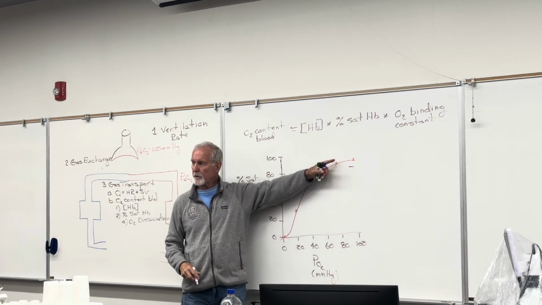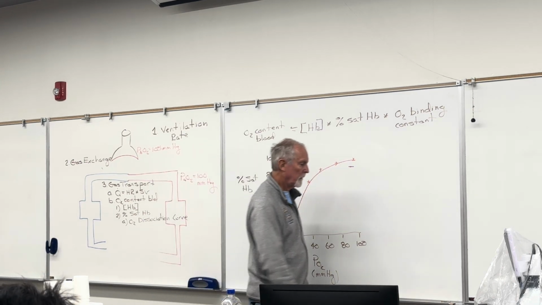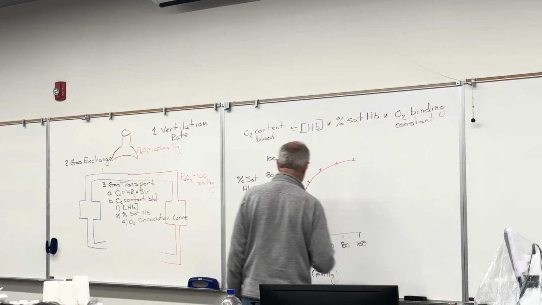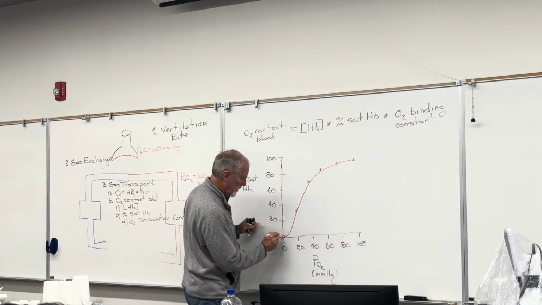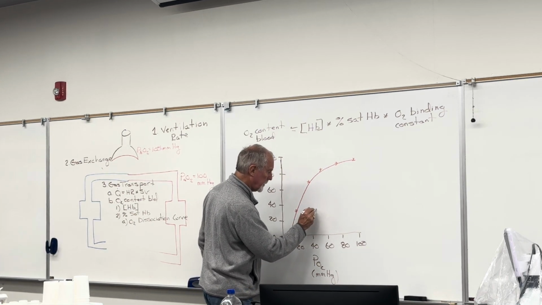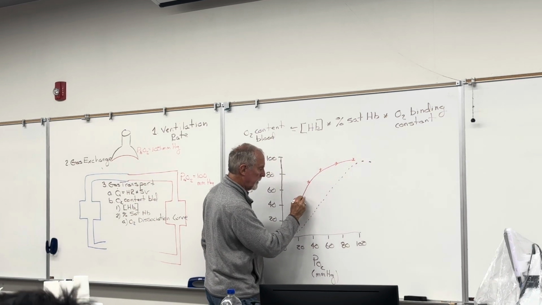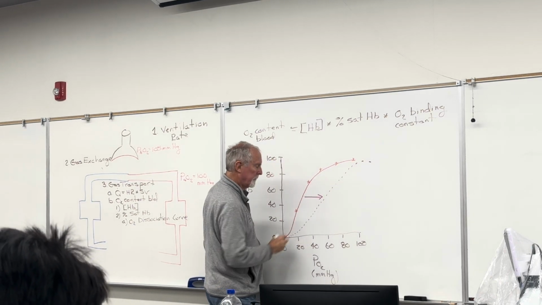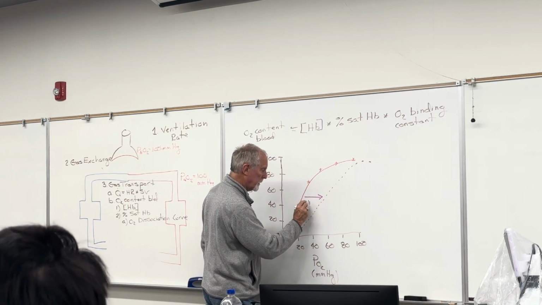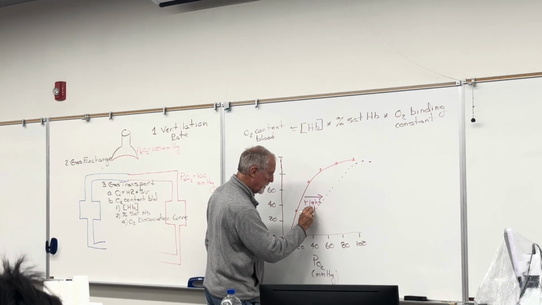Can you guys see the difference between those 2 curves back there? Good. The O2 dissociation curve can shift to the right. So here I'm just going to put underneath this arrow, I'm going to put right shift.